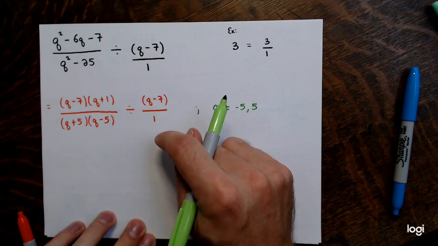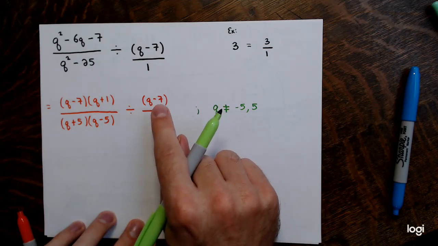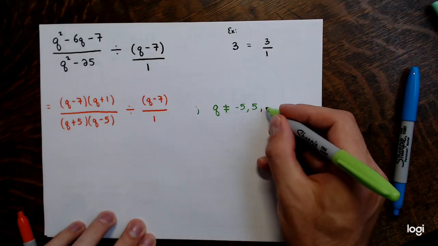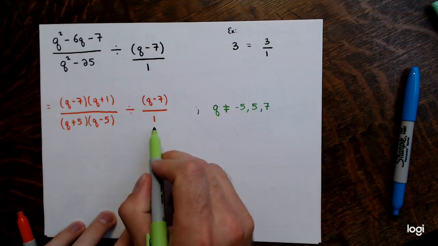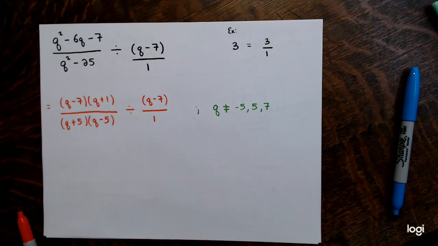But I'm going to flip this in a second, so we'll see that also, q minus 7 can't be 0. So I'm going to do that right now. I'm just going to say q can't be 7, because in a second this q minus 7 is going to go in the denominator.